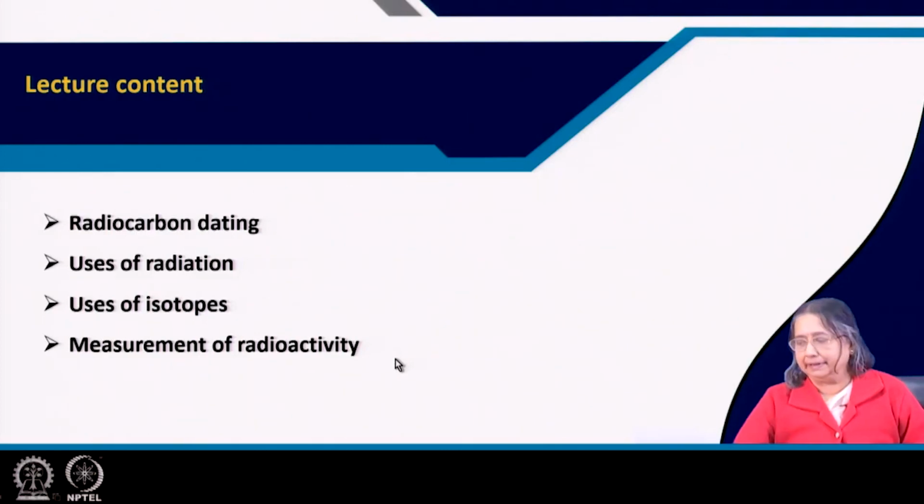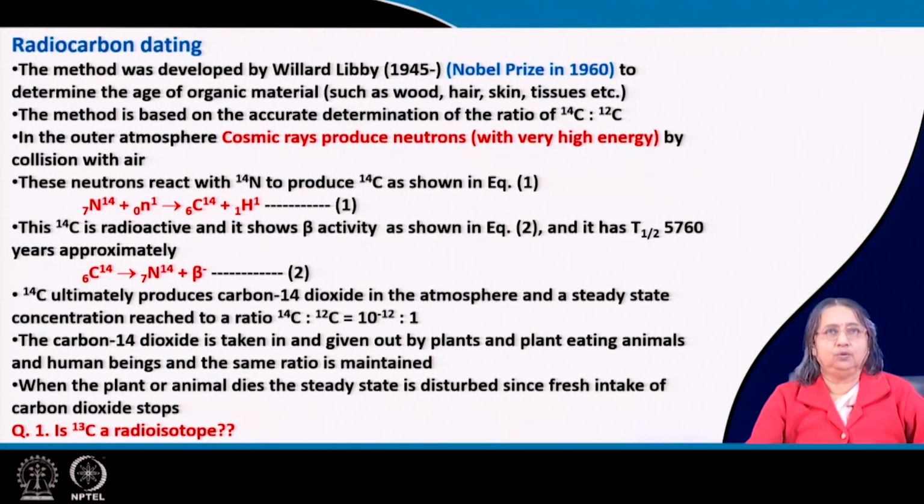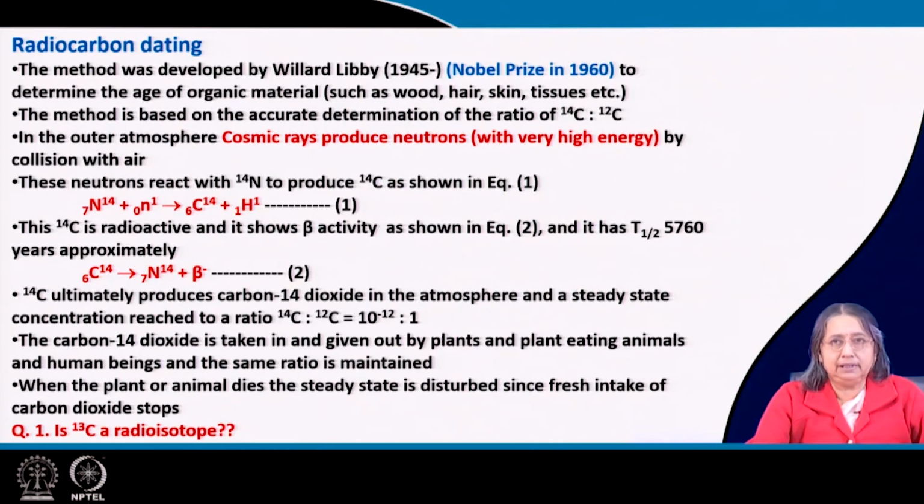Now, radiocarbon dating. In my previous lecture I told you how the age of a rock or an ore can be determined by using the uranium lead ratio or uranium helium ratio. Here I will tell you something similar, but not exactly similar, a very interesting thing, and you will see how carbon 14 can be used for this purpose.